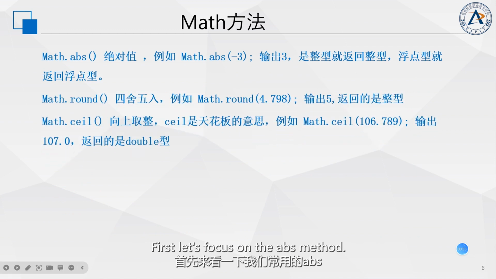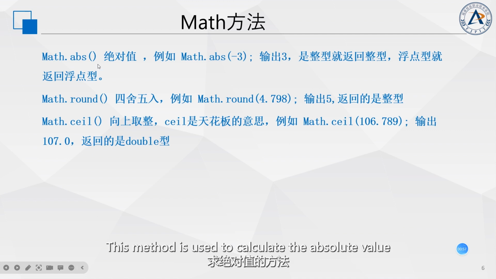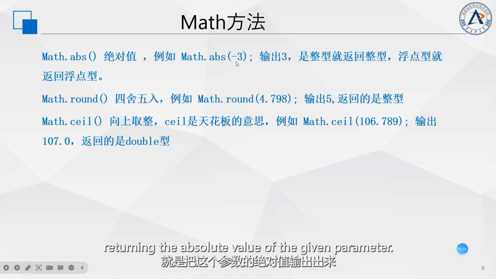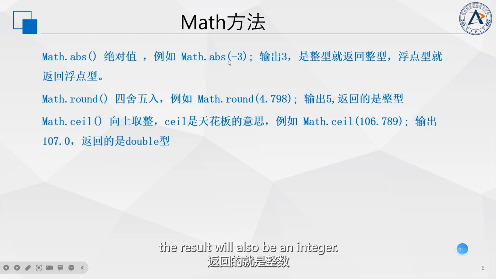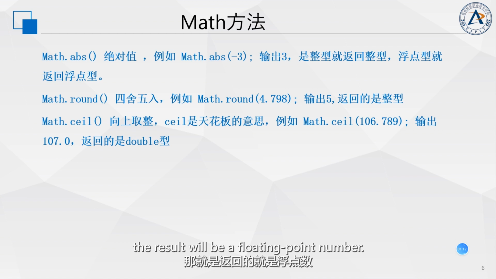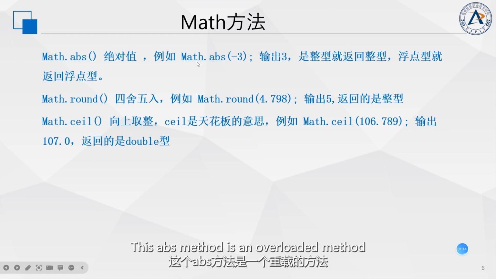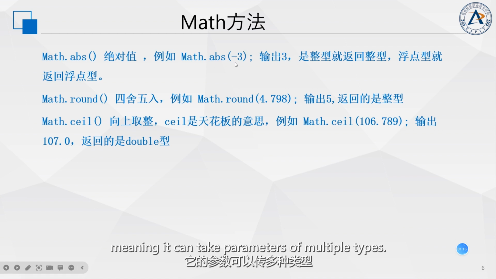First, let's focus on the abs method. This method is used to calculate the absolute value, returning the absolute value of the given parameter. If you pass an integer, the result will also be an integer. If you pass a floating point number, the result will be a floating point number. This abs method is an overloaded method, meaning it can take parameters of multiple types.